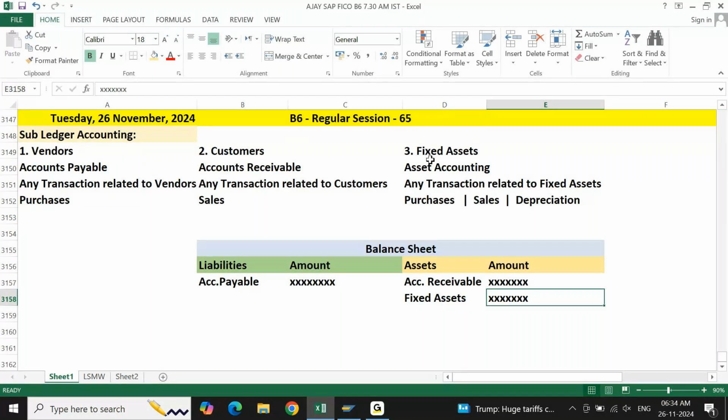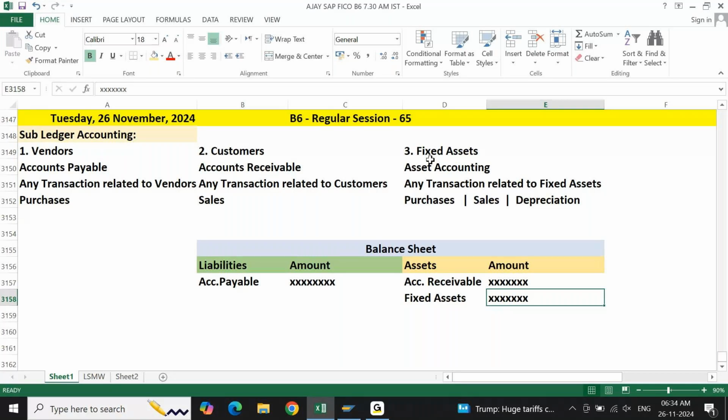Are these 3 points clear, everyone? How these are represented in the balance sheet? Yes, sir. First point, make sure you are clear with these 3 points: asset, liability, where you are going to represent your subledger accounting. Accounts payable or vendor related transaction will straight away go to liability side. Accounts receivable or customer related balances will go to asset side. Fixed asset balances will also go to asset side.